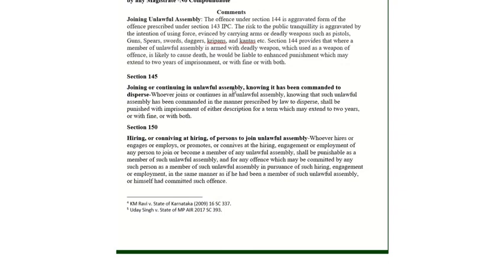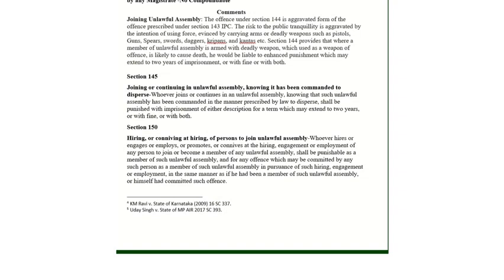Whoever hires or engages or employs or promotes or conveys at the hiring, engagement or employment of any person to join or become a member of any unlawful assembly shall be punished as a member of such unlawful assembly, and for any offence which may be committed by any such person as a member of such unlawful assembly in pursuance of such hiring, engagement or employment in the same manner as if he had been a member of such unlawful assembly or himself had committed such offence.